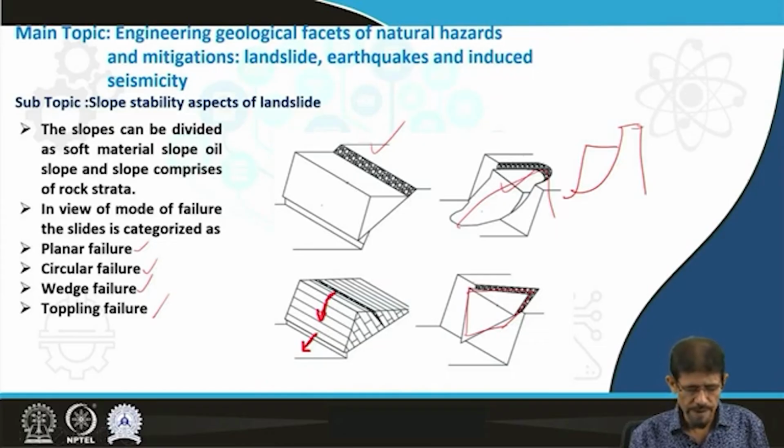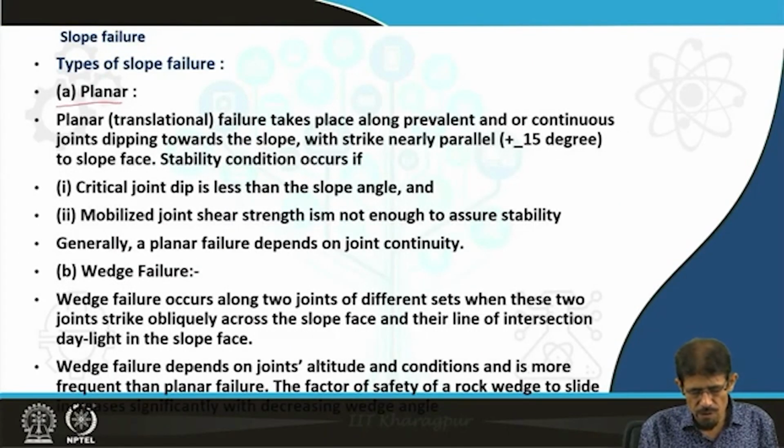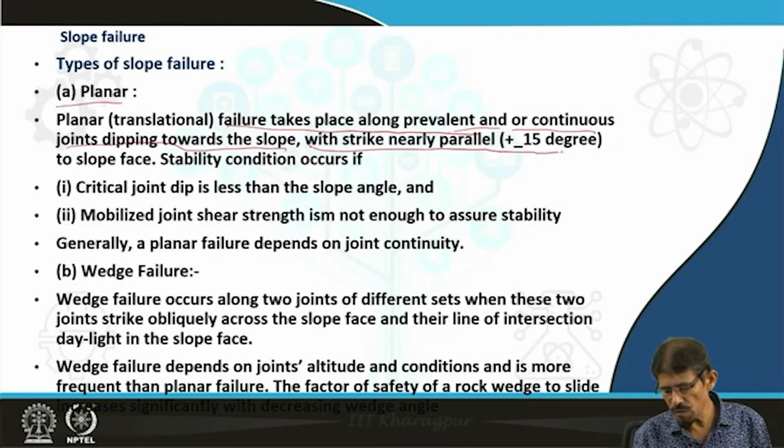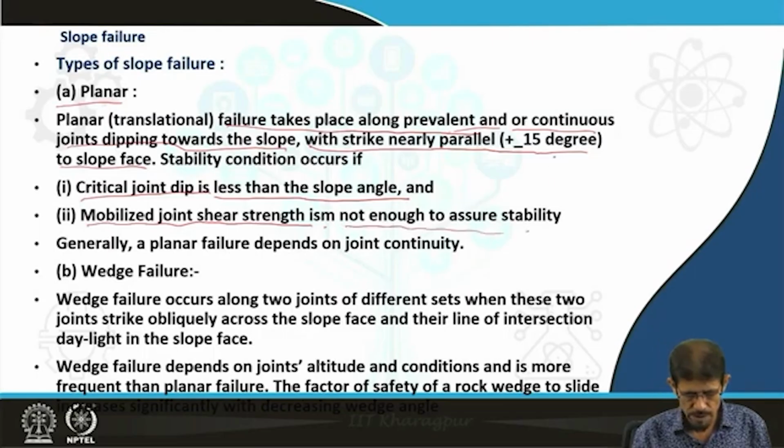So the slope can be divided, based on the material, into a soft material slope and a slope in hard rock strata, where the hard rock strata show four types of failure mode: planar, circular, wedge and toppling. In the types of failure, the planar failure takes place along a prevalent and continuous joint dipping toward the slope with strike nearly parallel, plus or minus 15 degrees, to the slope. Stability condition occurs if the critical joint dip is less than the slope angle and the mobilized joint shear strength is not enough to assure stability.